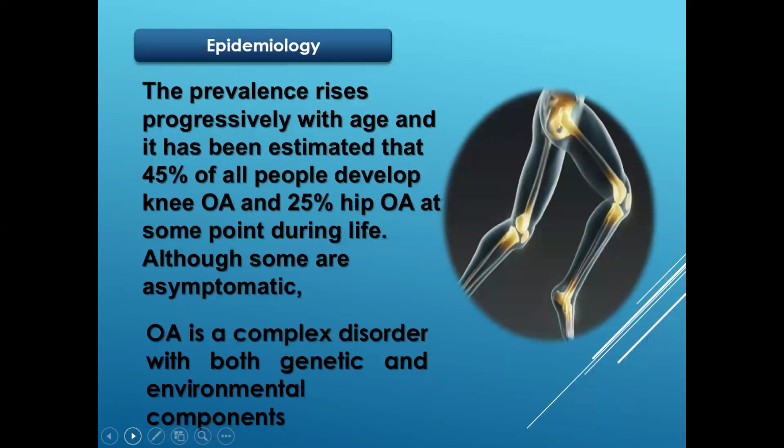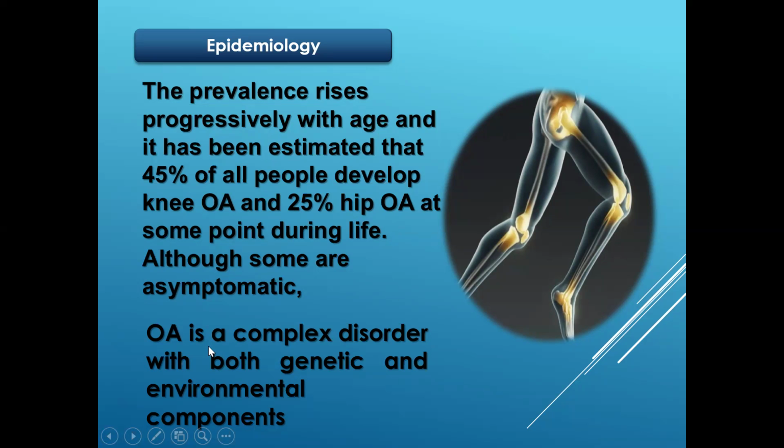Now let's look at the epidemiology of osteoarthritis. The prevalence of osteoarthritis rises progressively as someone gets older. It has been estimated that 45% of all people develop knee osteoarthritis, OA, while 25% develop hip osteoarthritis, more common among women, at some point during their life.